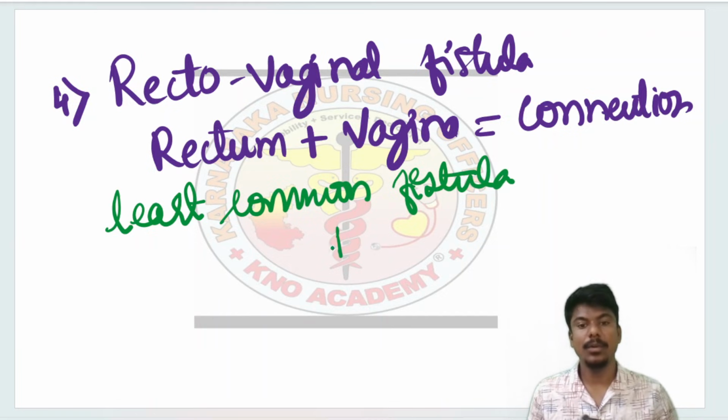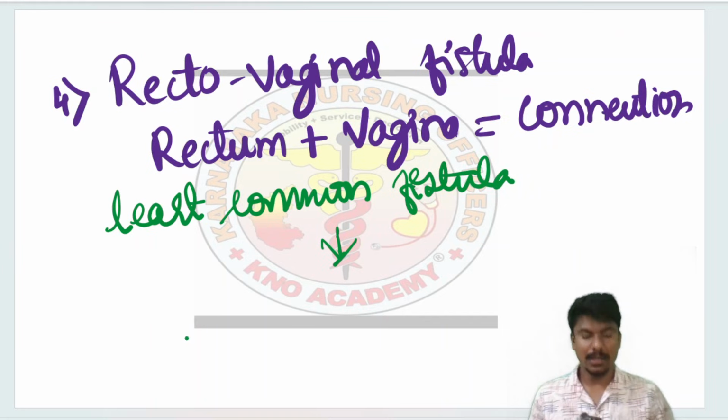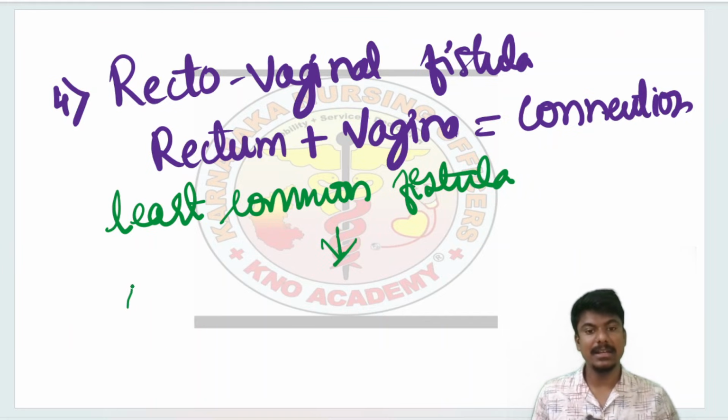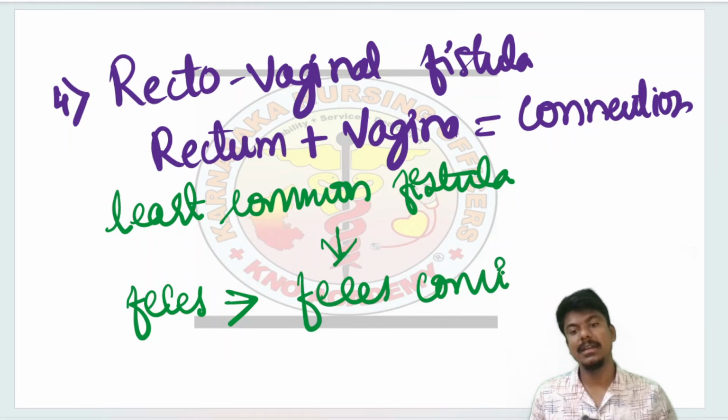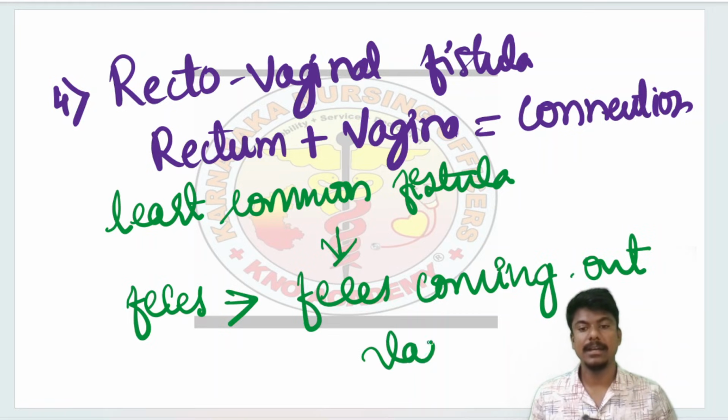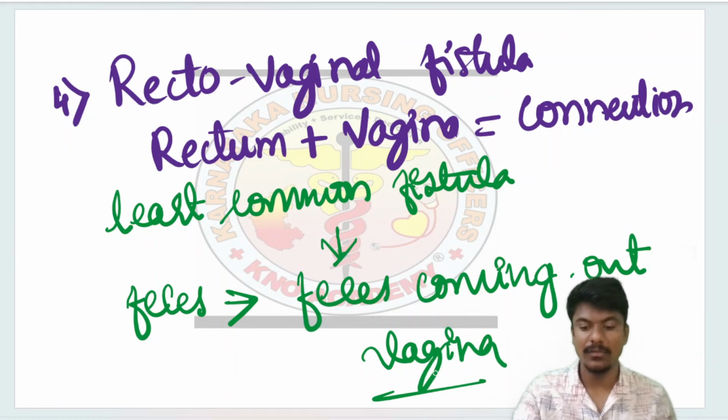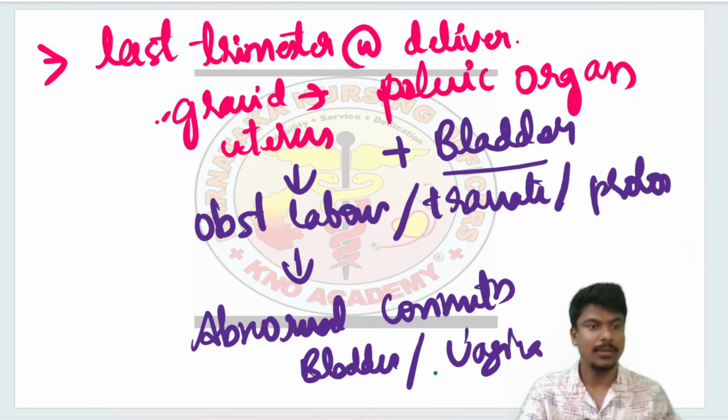So here what will happen, due to the connection between the rectum and the vagina? In the rectum, there will be feces. So in the case of recto-vaginal fistula, feces will come out from the vagina. Instead of urine, feces will be coming out from the vagina. Are all of you clear?